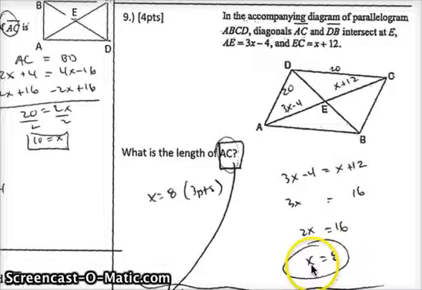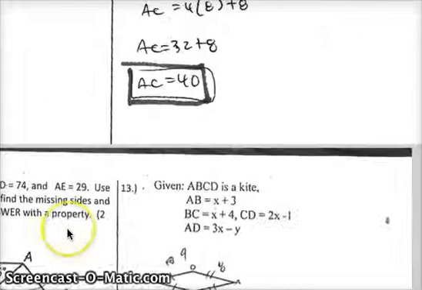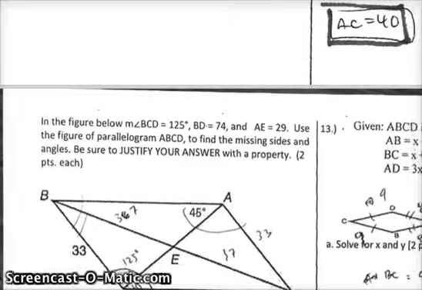Now, if you and your partner only got x equals 8, I give you 3 out of the 4 points. You found x and not AC. So AC is the whole diagonal, which means you have to combine like terms there. When you combine like terms and then substitute x in there, you'll get AC to equal 40. On the back side, this was a similar question to last year's tests.